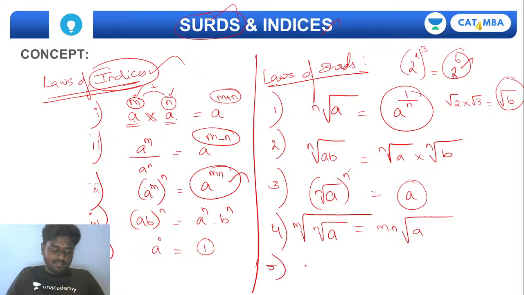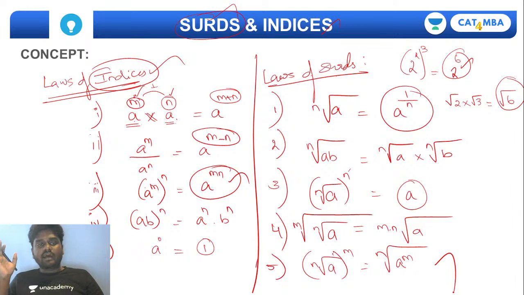And the last important rule: if you have a power root n, that is a root n the whole power m, it can be written as a power m root n. That's it, guys. We have 5 laws in surds and 5 laws in indices. So if you're really clear with all these laws, then we can go straight to the questions. We'll try to do that one by one.